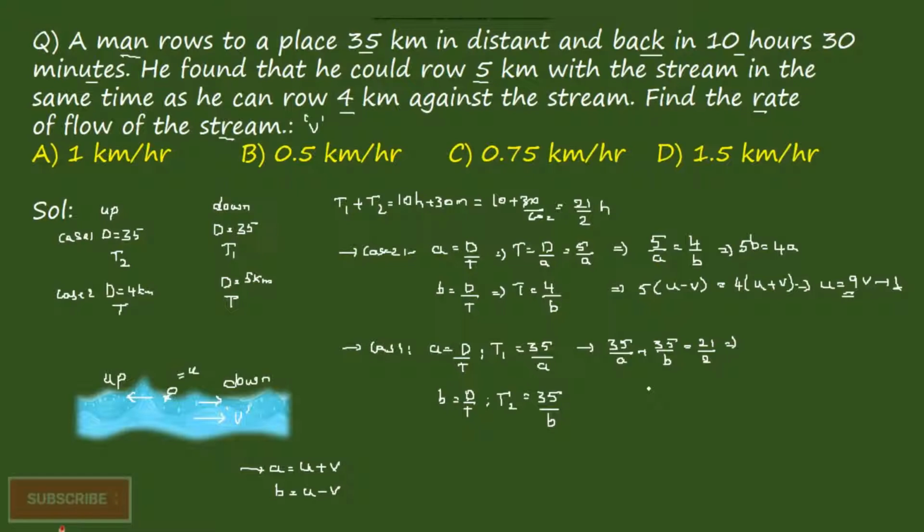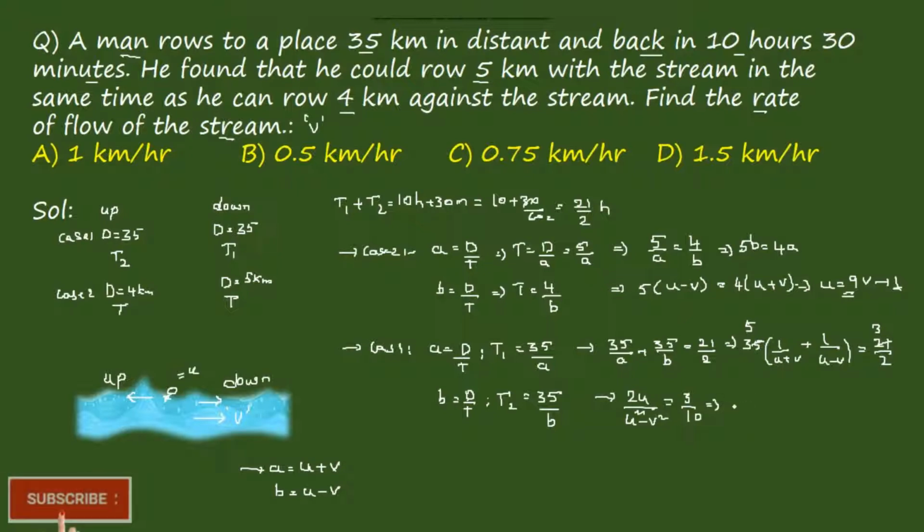You can equate the values. Dividing by 7, 35 is taken common, and you get 1 by A, which is nothing but 1 by (u plus v), plus 1 by (u minus v), is equal to 21 by 2. Just we are equating the values: A is equal to u plus v and B is equal to u minus v. Let us start solving it. Then 7 goes by 5 and it goes by 3. I substitute the values here and get 2u by (u square minus v square) is equal to 3 by 2.